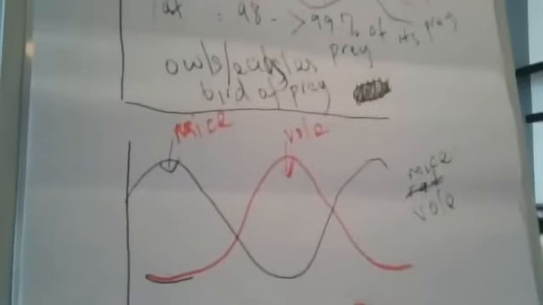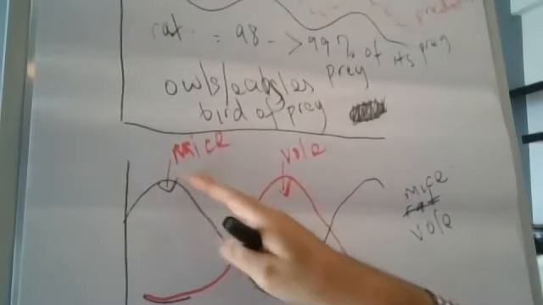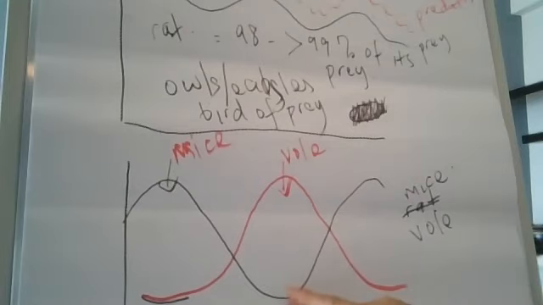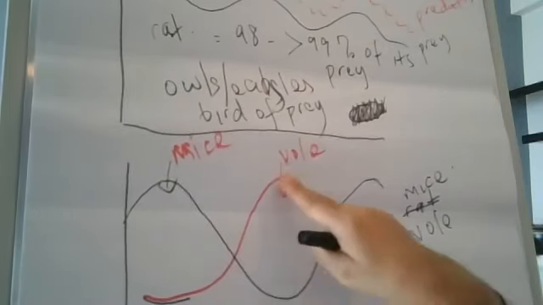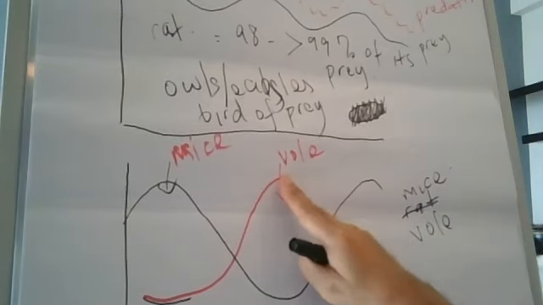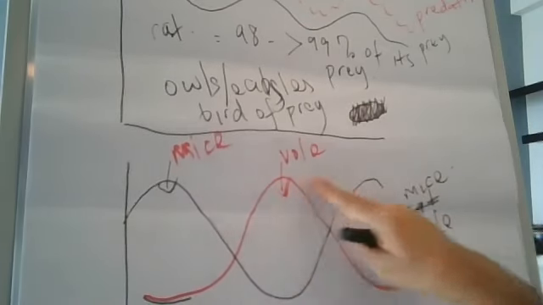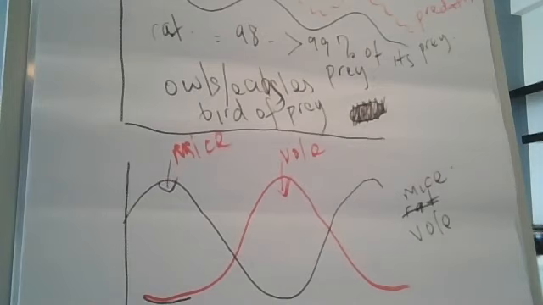Oleh kerana dia generalist, bila bilangan tikus kurang, dia tak jadi tak ada makanan. So what happen? Dia switch pada burung. So dia tetap ada makanan. The supply of food is not affected at all. Faham? Faham betul. Okey.